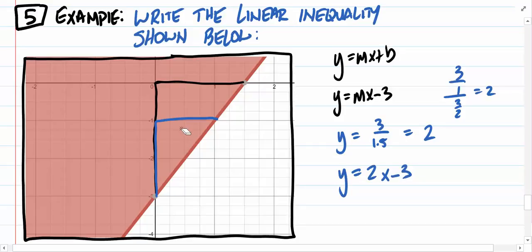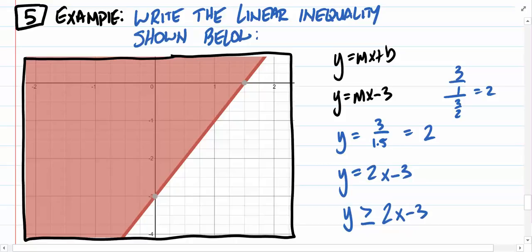Okay, that's if I had the line here. But I don't have a line, I have an inequality. And notice that the line of my inequality is solid. So y would have to be greater than or equal to or less than or equal to. I'm going to go ahead and assume that it's greater than or equal to because it's above the line, and see what happens. Okay, 2x minus 3.